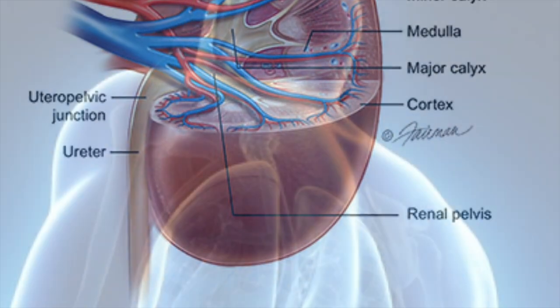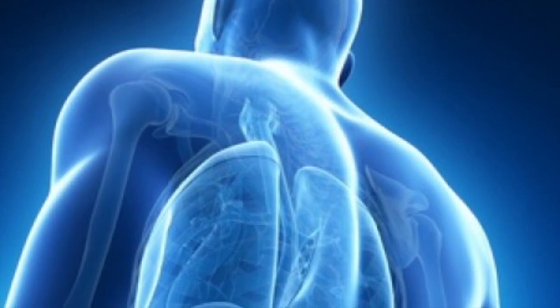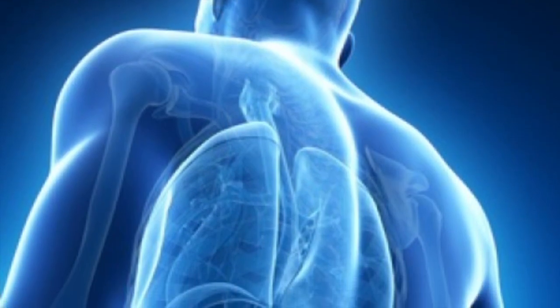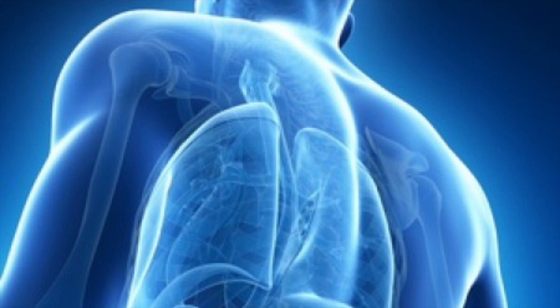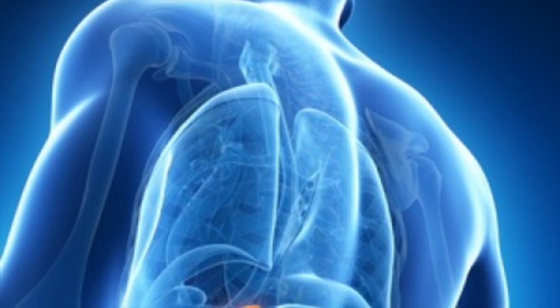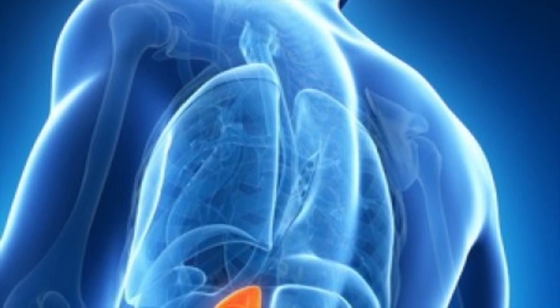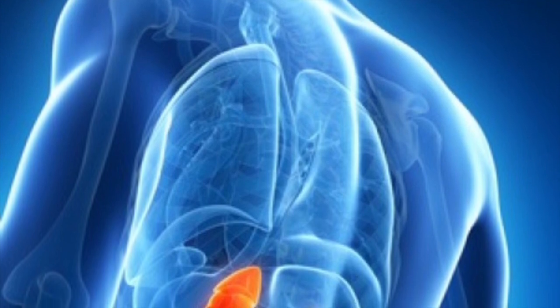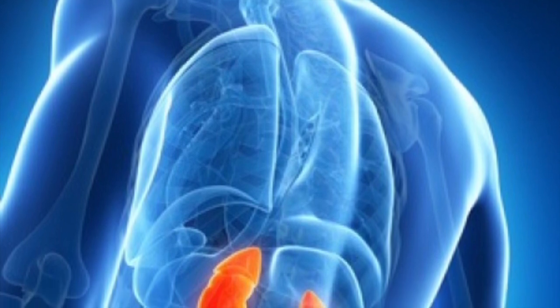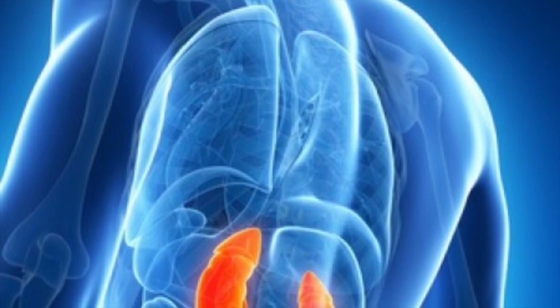In adults, renal cell carcinoma is the most common type of kidney cancer. It's about 90% of cancerous tumors. Other less common types of kidney cancer can occur. Young children are more likely to develop a kind of kidney cancer called Wilms tumor.